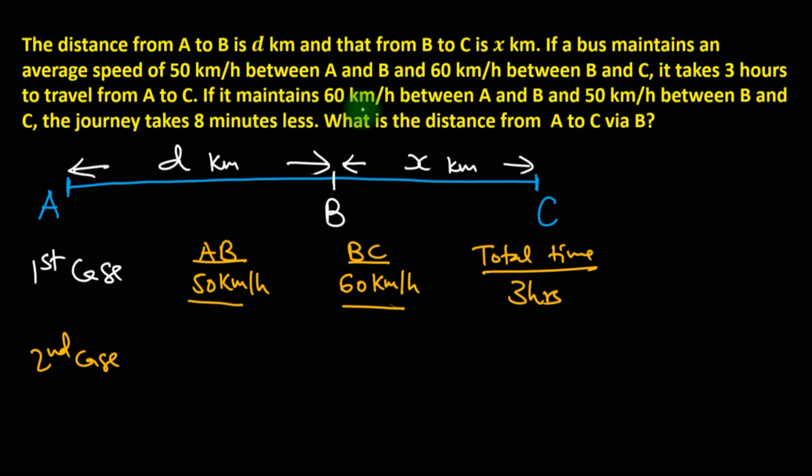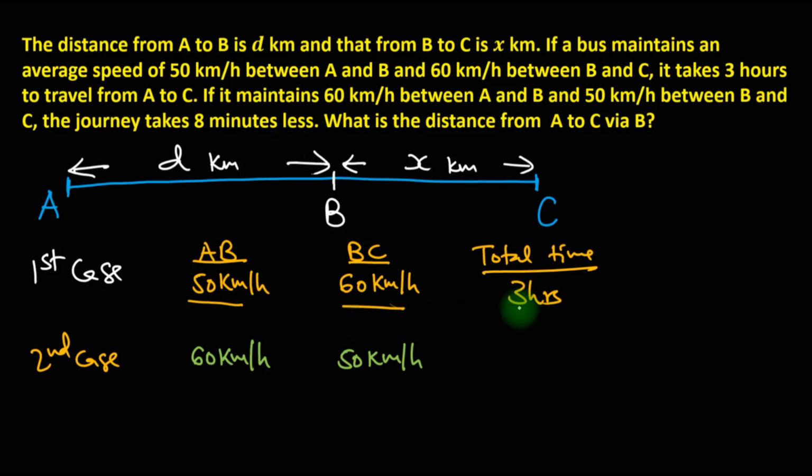The other case, the second scenario, is that it maintains 60 kilometers per hour between A and B, and between B and C it maintains a speed of 50 kilometers per hour. Then it will take 8 minutes less.